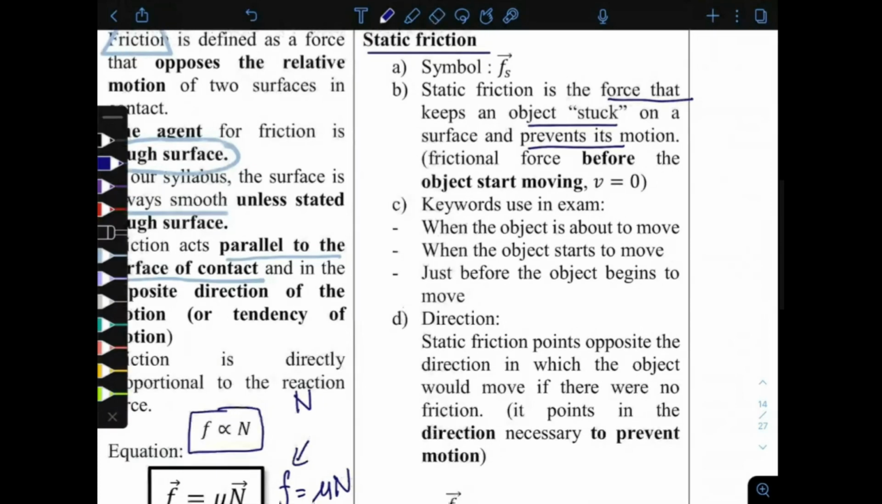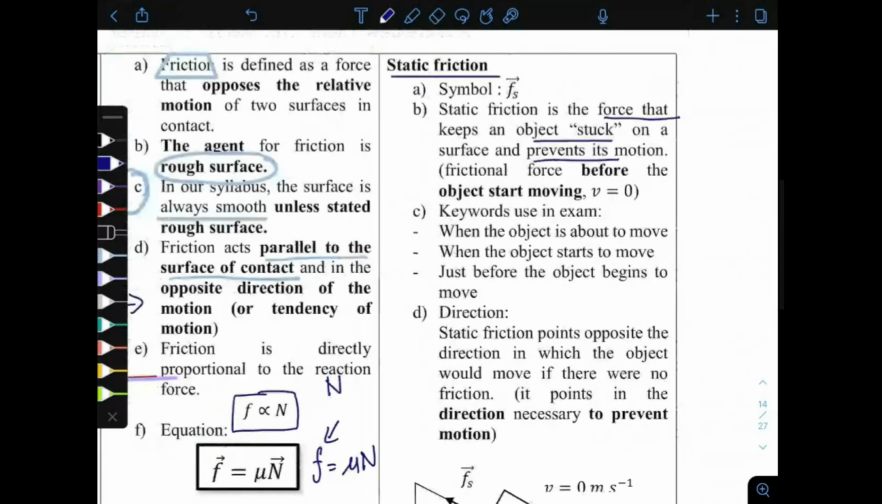So, contoh kamu ada satu permukaan dekat sini, kamu letak satu objek. Okay, objek ini tidak bergerak. Tapi this object has been placed on a rough surface, maka kita akan ada static friction. Okay, you're going to have static friction here. The object is about to move ataupun is about to be applied a force to the right. Contoh, kamu nak tolak objek ini ke kanan. Okay, sebelum kamu mula tolak itu, you are going to experience static friction.